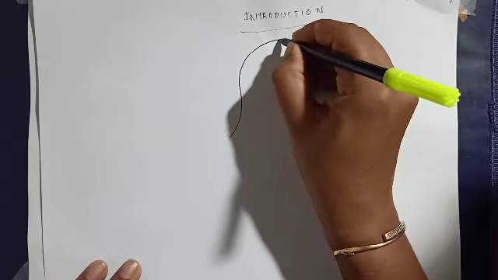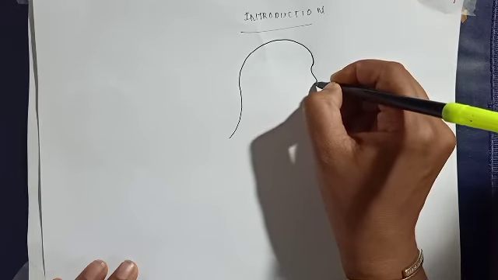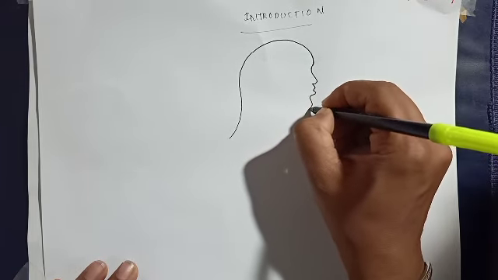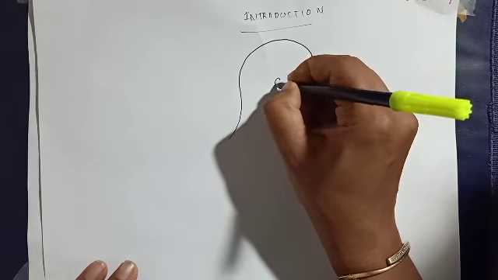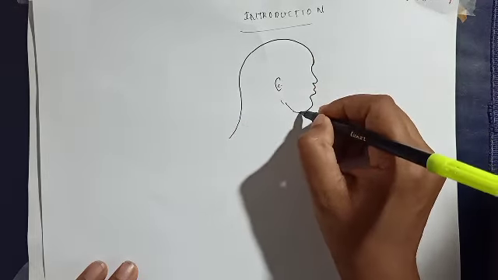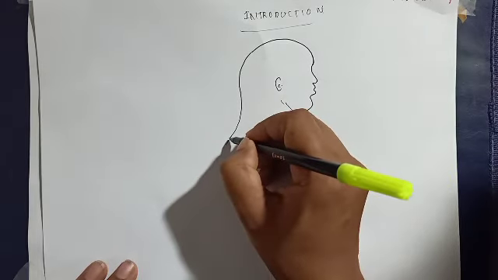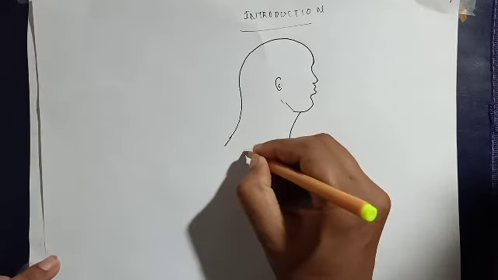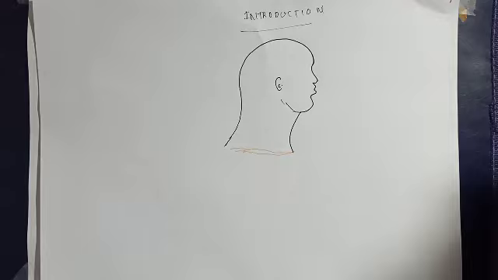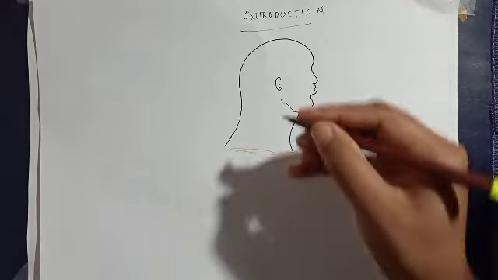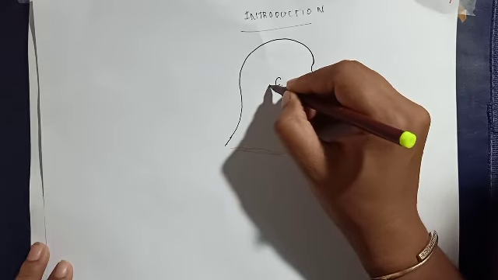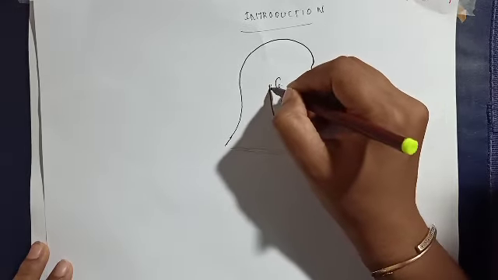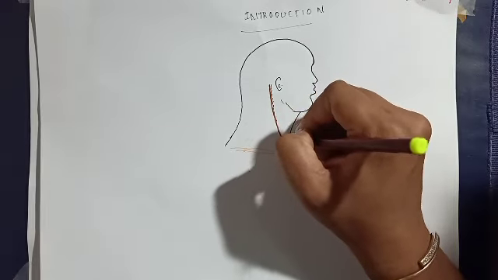So, I'll just draw the neck. So this is the neck, and you have an important muscle here. If you draw the clavicle here like this, you have an important muscle here, that is the sternocleidomastoid muscle. This is the one muscle which divides the neck into the anterior and posterior triangle.